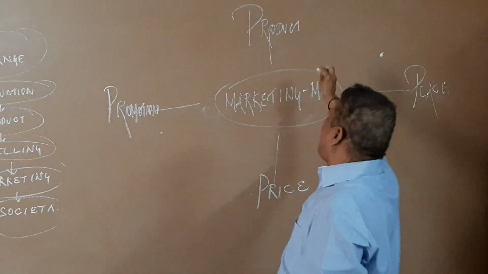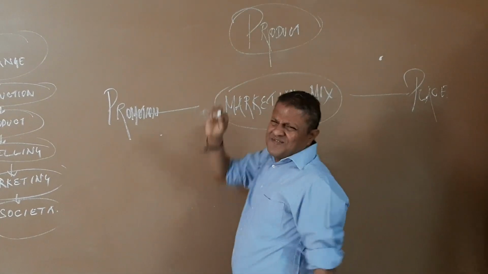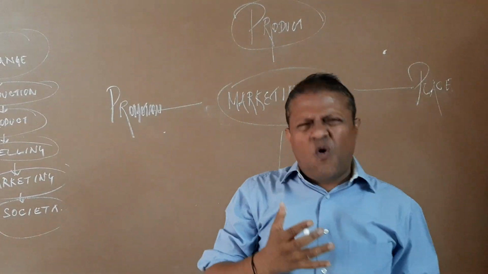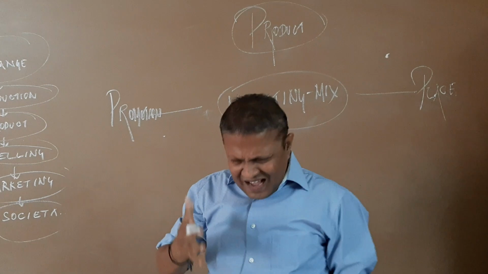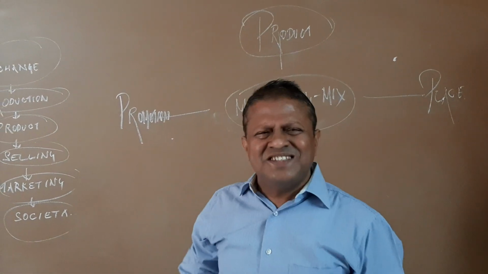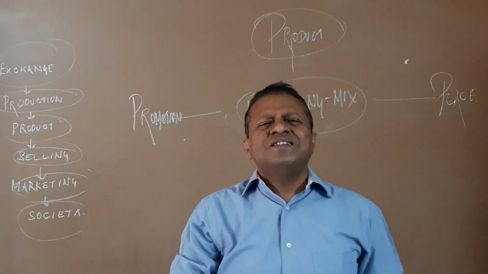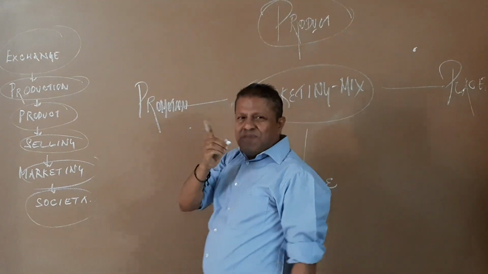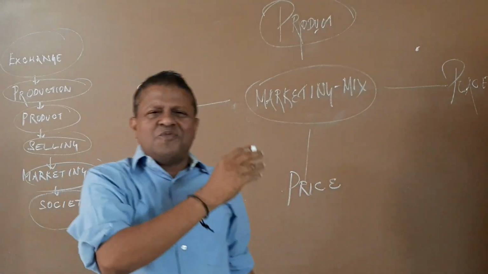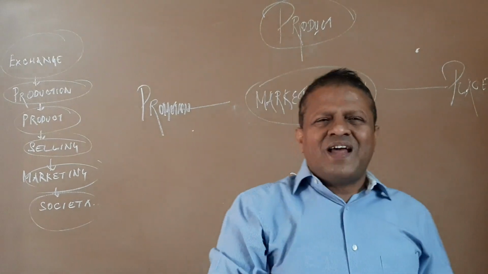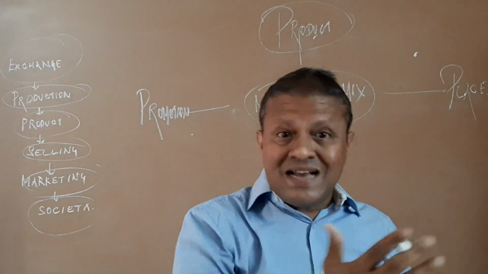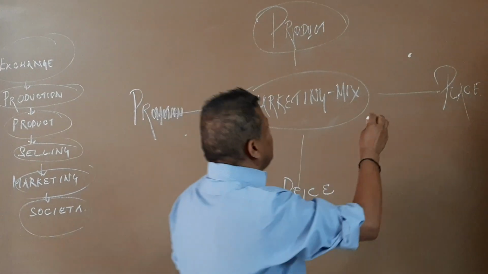The first is product. The product here means the attributes. The product qualities, the product life cycle, the product strategy, the new product development, all come under product. The product mix is also there: the width of the product, the depth of the product, the length of the product, the consistency of the product matters.